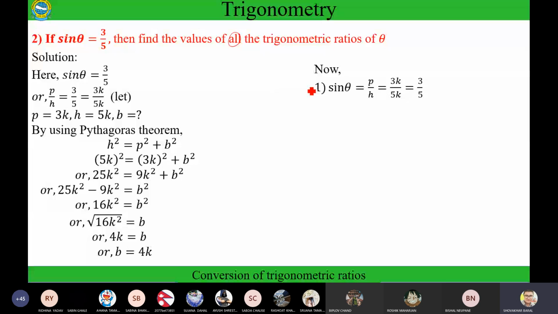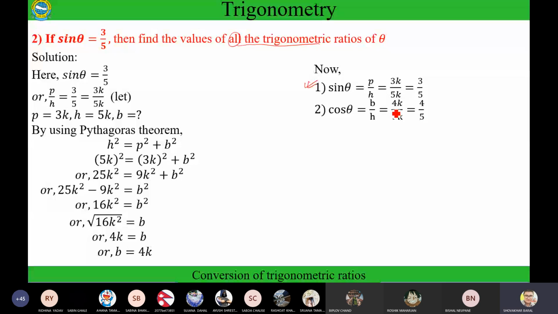I have written it because it is included, but it is not that necessary. So cos theta is equals to b by h. The value of b is 4k and the value of h is 5k. And if you cancel this k and k, it will be 4 divided by 5.